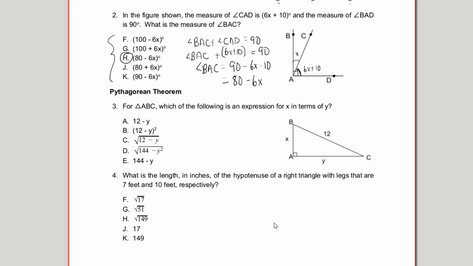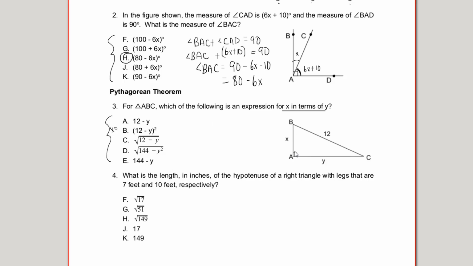Question number 3 says, for triangle ABC, which of the following is an expression for x in terms of y? So we're looking for an expression for x in terms of y. If you'll look at your answer choices, what that means, our answer that we're looking for is going to have a y in it. All of these are equal to x equals something. That's what we're looking for here.